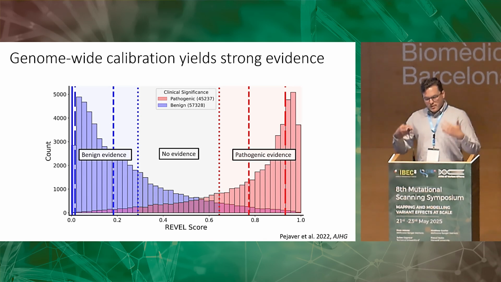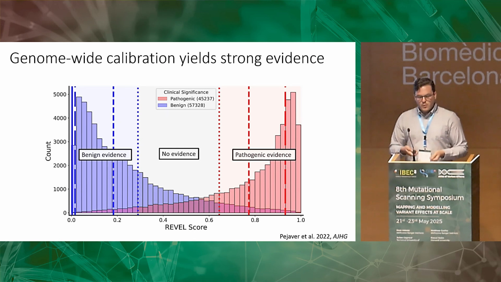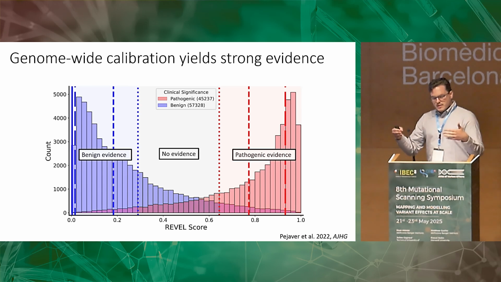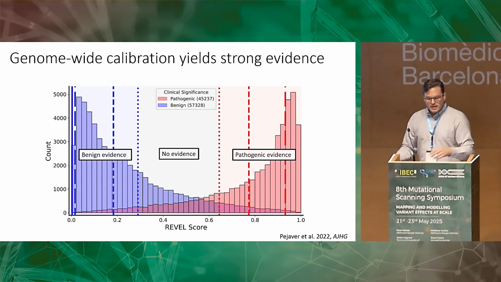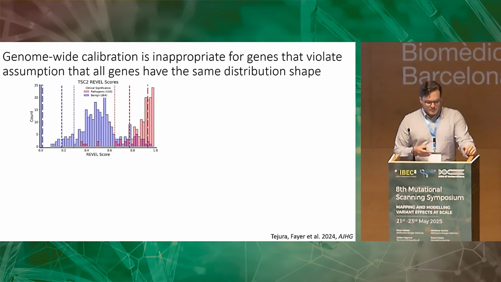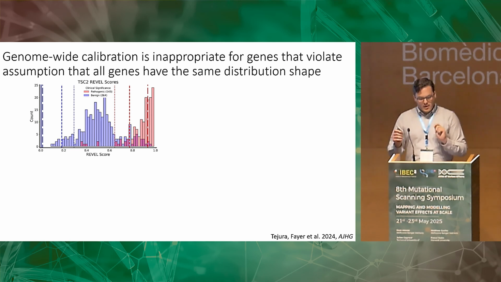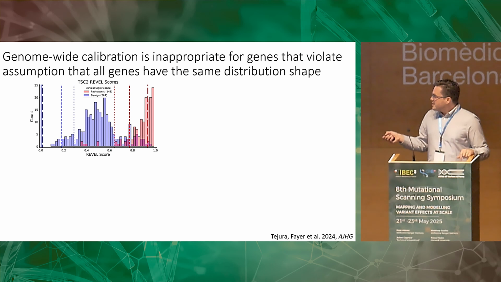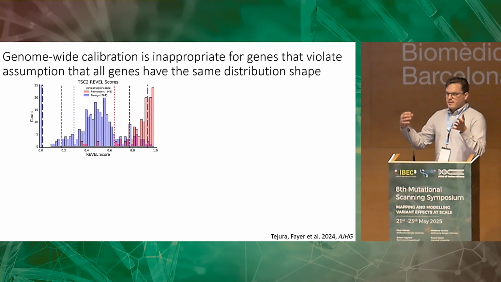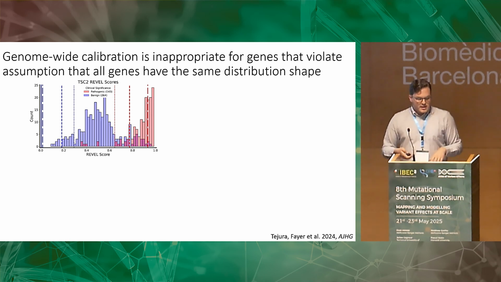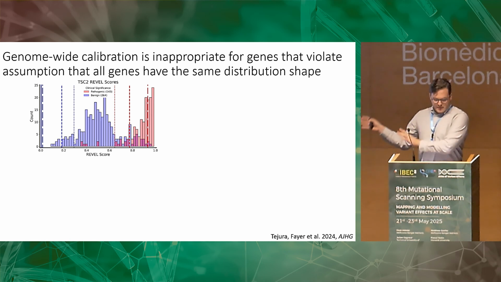The one thing to note, though, with this mode of calibration is that it makes the assumption that all genes will have a similar distribution of scores. And what we have found, taking a deep dive into how this genome-wide calibration performs at the individual gene level, is that many genes actually violate that assumption. So here's a gene, TSC2, where you can immediately appreciate that REVEL does a good job of separating pathogenic and benign variants. However, if we look at the genome-wide calibration thresholds, what we see is that most of these benign variants fall into the indeterminate range, where that calibration says there's no evidence. And so these thresholds are probably inappropriate for this gene TSC2.